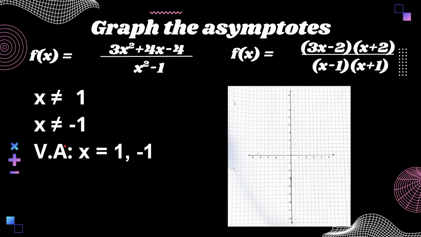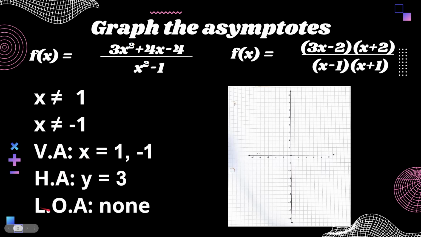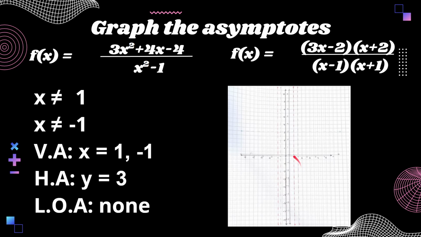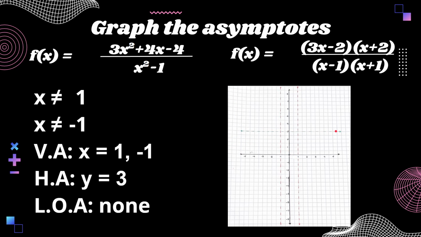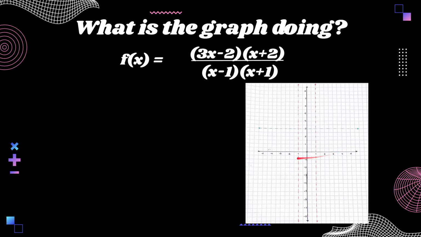My fifth step is to figure out any horizontal asymptotes, in which I notice that my degrees in the numerator and the denominator are the same. Therefore, I can simply divide the leading coefficients to get my horizontal asymptote value, which will be y equals 3. And lastly, I know that I do not have a linear oblique asymptote, as I already have a horizontal asymptote present. So here, I will simply graph out my vertical asymptotes as well as my horizontal asymptote on this graph.